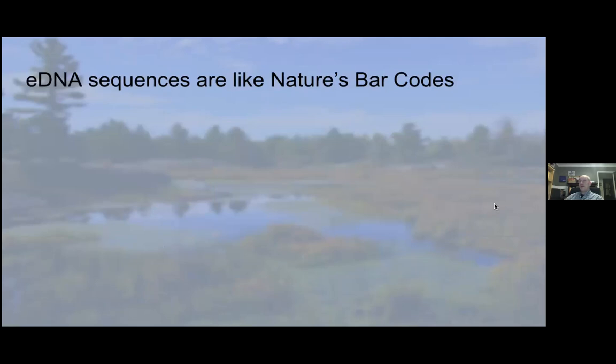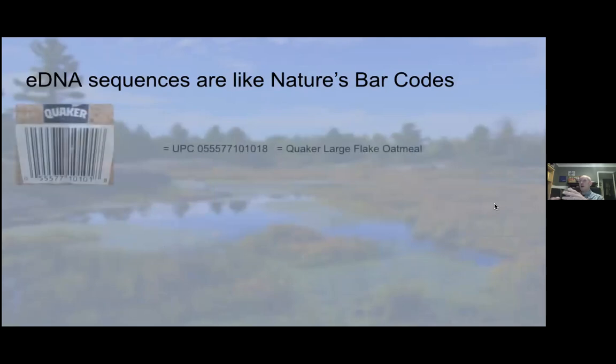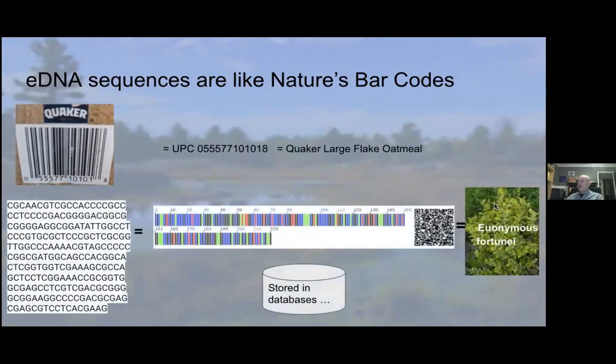Conceptually, eDNA sequences are like nature's barcodes. If you think about the products we buy in the supermarket, they have this barcode and it translates into a product. Well, you might have this barcode here, which translates into a DNA sequence. And all this information is stored on databases, many of them publicly available. If you had your phone out and a QR code reader and scanned it, you would end up with this sequence of letters, which stands for Euonymus fortunei, an ornamental bush.